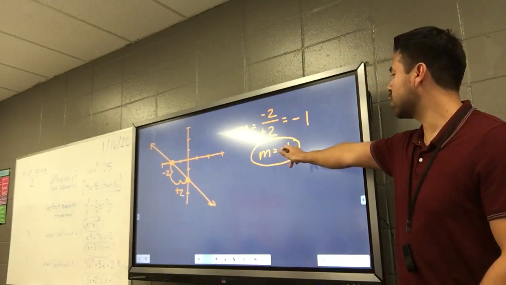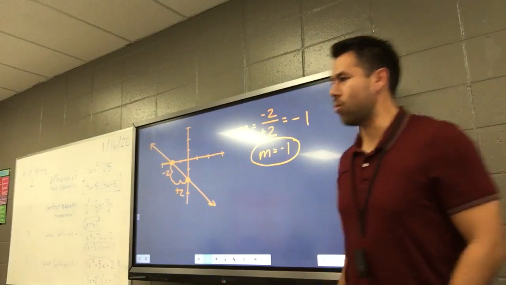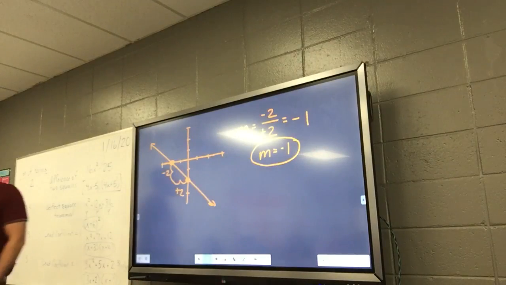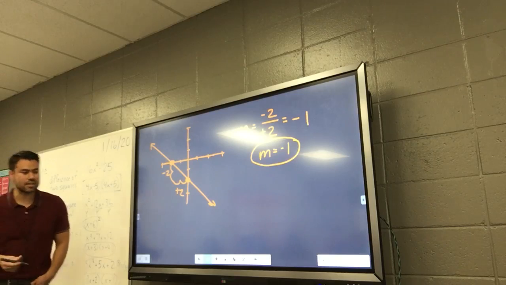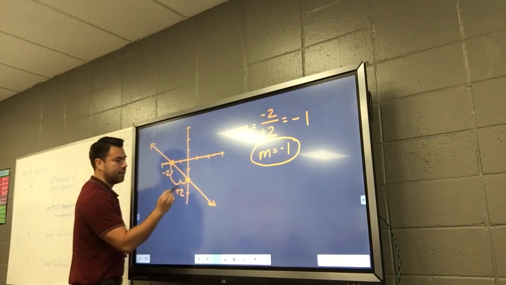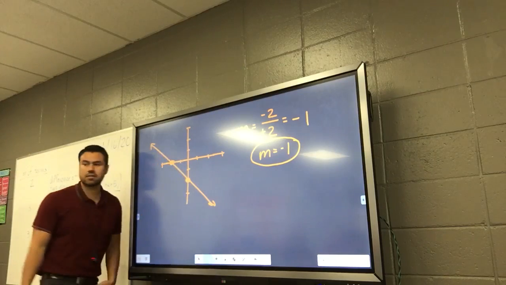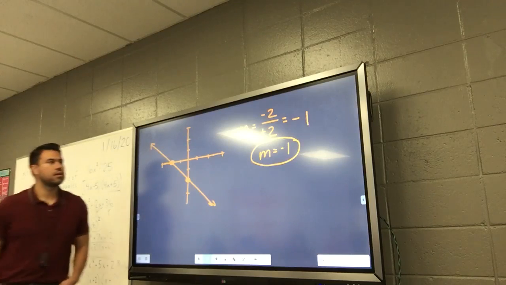All right, I got my slope. Can anyone give me the y-intercept of this graph? Oh, we got to do all that math again. Well, yep. You could, or you can look at the graph to see what your y-intercept is. Let's clear up the clutter there. Danny, what's the y-intercept?